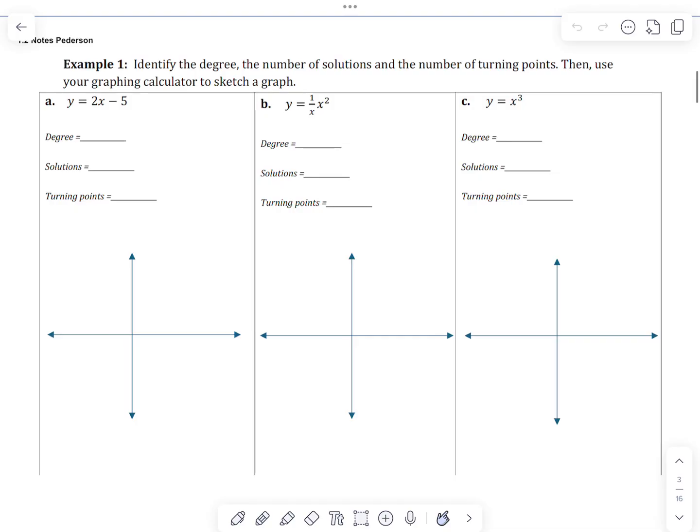Example 1. Identify the degree, the number of solutions, and the number of turning points. Then you'll use a graphing calculator to sketch the graph. So number 1, A, y equals 2x minus 5. So this is going to have a degree of 1. So this is what we call a linear function. It's going to create a line.